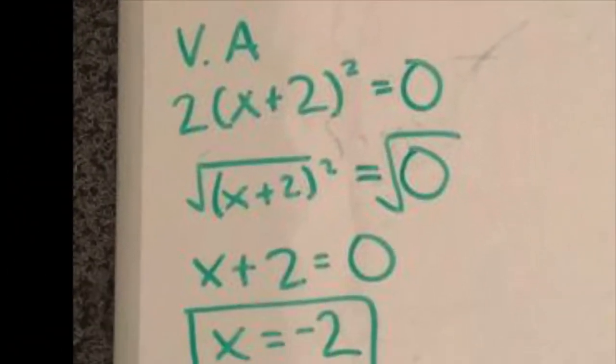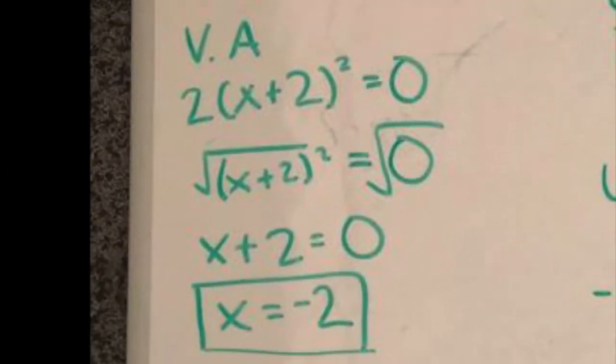For the vertical asymptote, what we need to do is take the denominator and equal it to 0. After we do that, we isolate x, and that leaves us with x equals minus 2. Now, that means that the vertical asymptote is at minus 2.